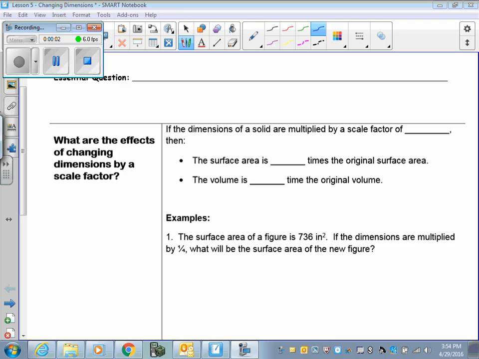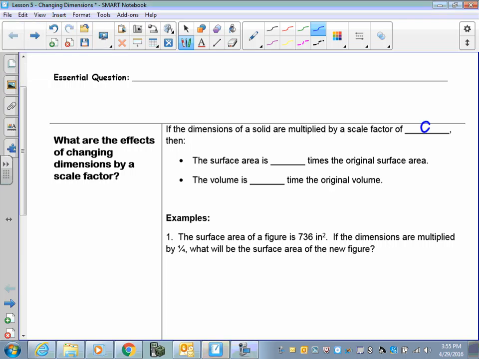Today's lesson is on changing dimensions. And what we're going to find out is that if we have a solid and we multiply the dimensions, or the linear measurements, by a scale factor of A, then the surface area is going to be A squared times the original surface area, and the volume will be, you guessed it, A cubed times the original volume.